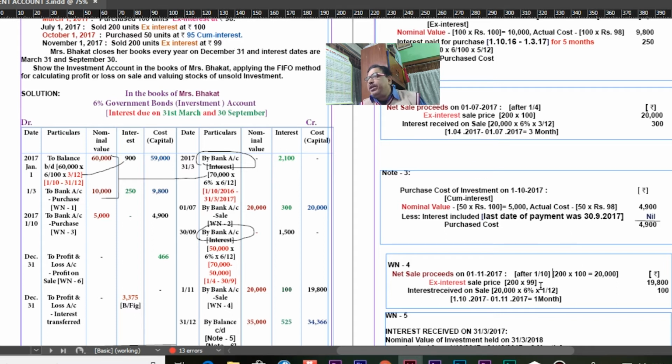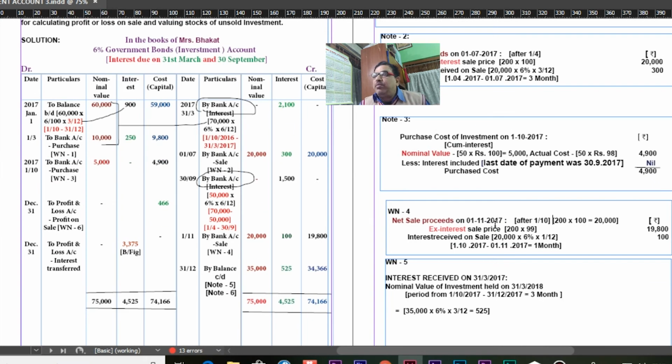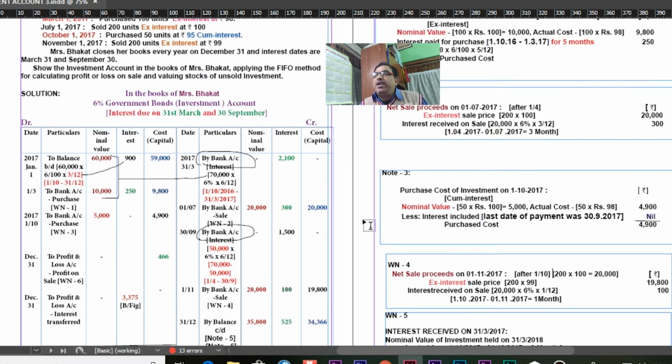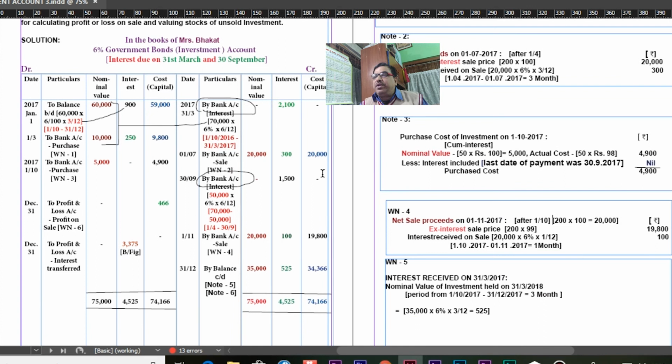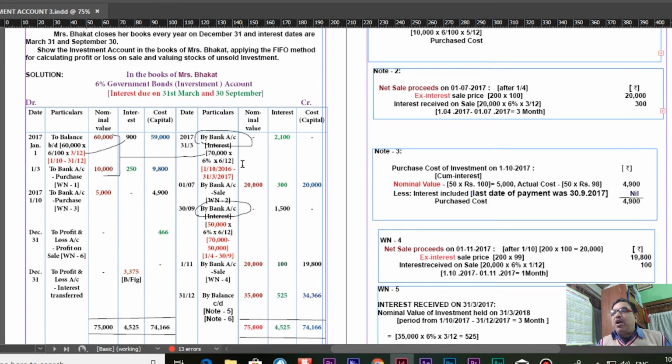Therefore, multiply by 99, we got the amount of 19,800. Therefore, it will be put under cost or capital column. Okay, all the transactions are cleared till now. Now the next part is very important to remember. We'll describe how much profit has been earned.